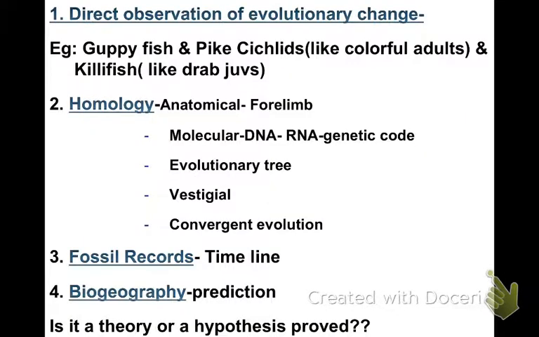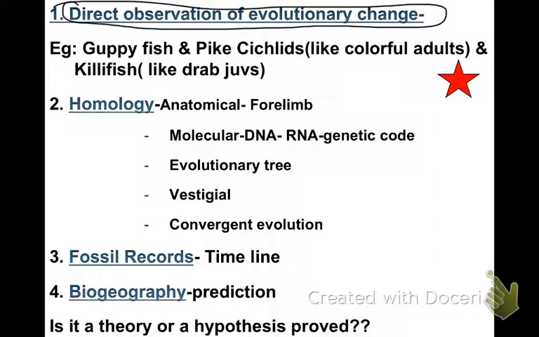So I have listed out 4 examples or proofs with examples. Okay, so this was listed by Charles Darwin. So the first one is direct observation of evolutionary change. Okay, this is a direct observation.